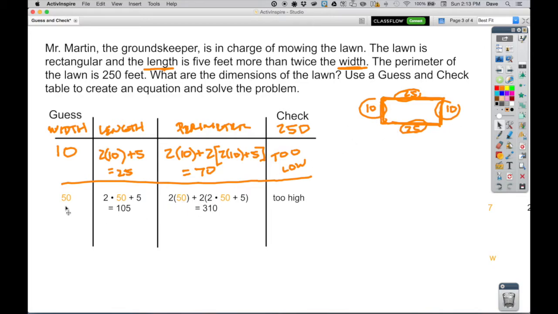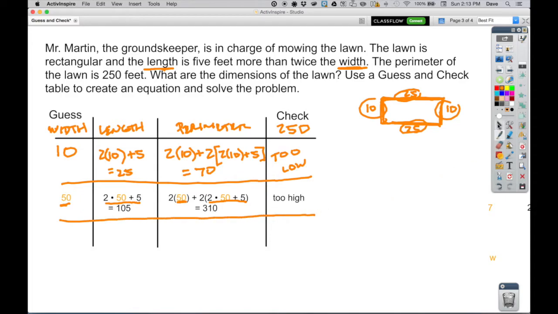So 2 of those sides are 50. 2 of those sides are 2 times 50 plus 5. Okay, so we're just taking this 50, which is this 50 here, and making 2 of them. We're taking this, which is this, and again 2 of those, because there's 2 lengths and there's 2 widths on this rectangle. Turns out to be 310, and it's too high.